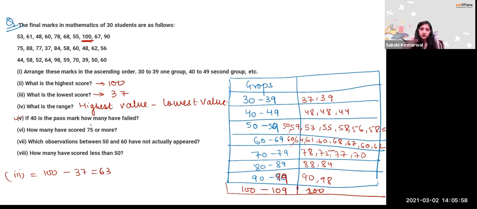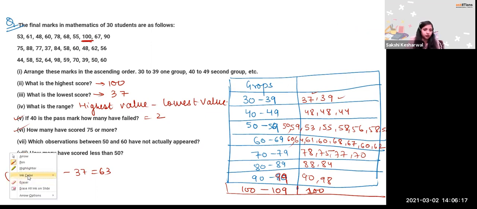Now coming to the fifth part, if 40 is the pass marks, how many students fail? Students getting less than 40 is how many, beta? 1, 2, right? So it's 2. See, if you arrange this data, it's very difficult, but when you have it in tabular form, it's very easy to give the answer, right?